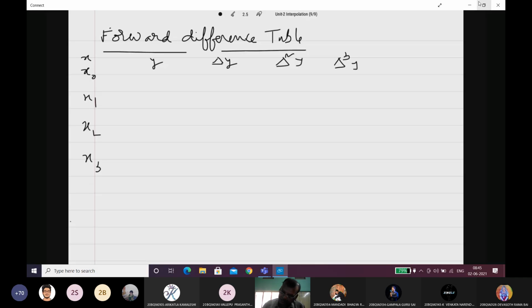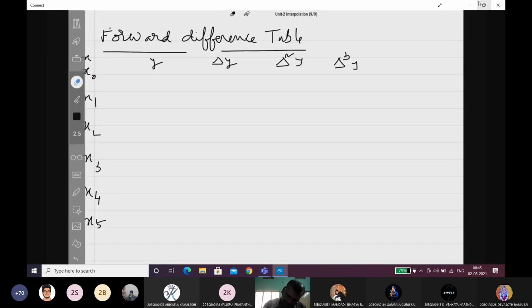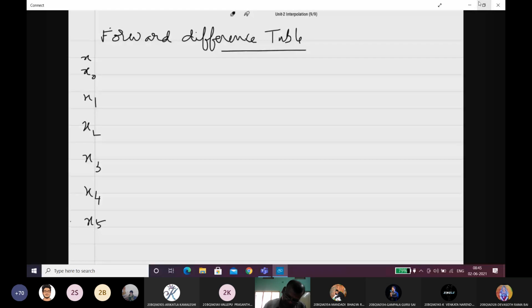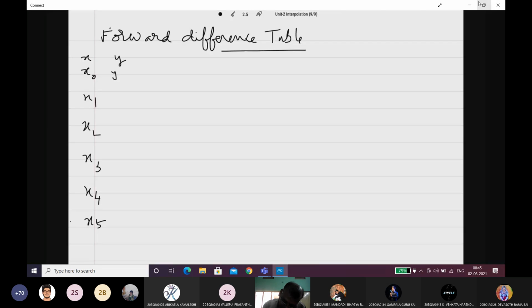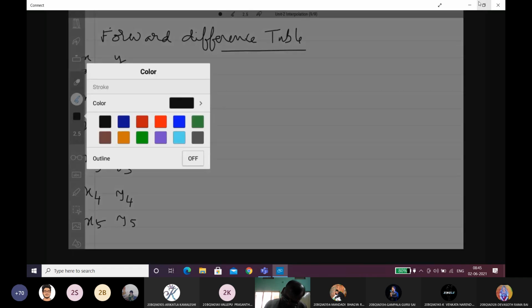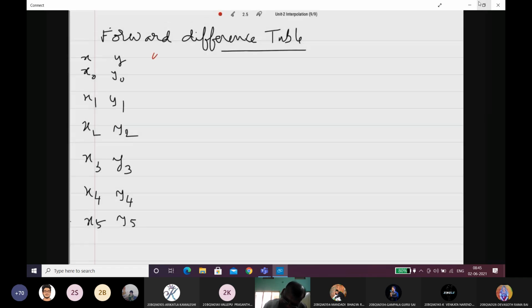Let us extend it further, up to x4 and x5. Then we have to write like this, close together. y values: y naught, y1, y2, y3, y4, y5. I can use different colors so they can be easily identified.